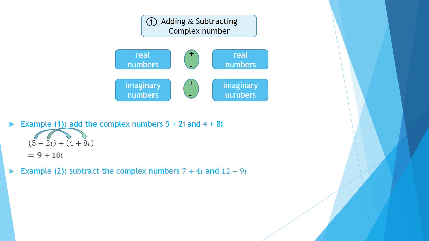Let's take another example. If we want to subtract these two numbers, 7 plus 4i minus 12 plus 9i. At first, we are going to multiply the negative sign with 12. It will be negative 12. And multiply the negative sign with 9i. It will be negative 9i. Then we continue writing the equation. Now we are going to subtract the real numbers. It will be 7 minus 12, which is equal to negative 5. And 4i minus 9i, which is equal to negative 5i.